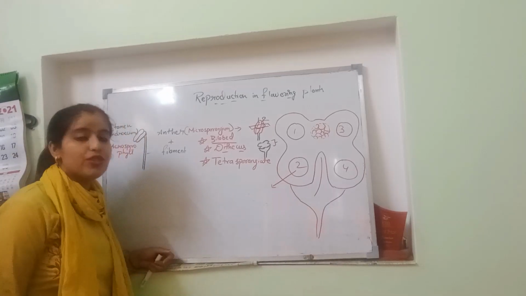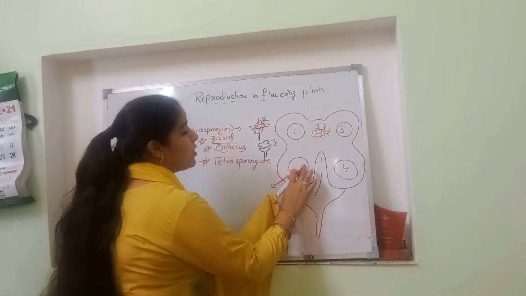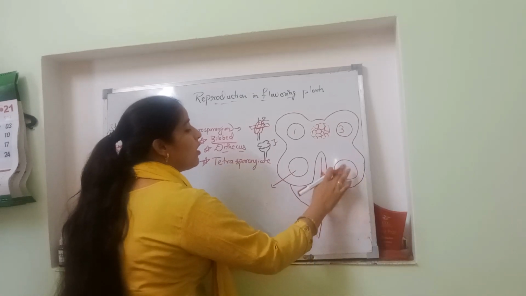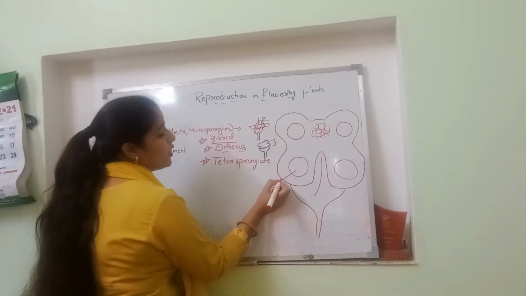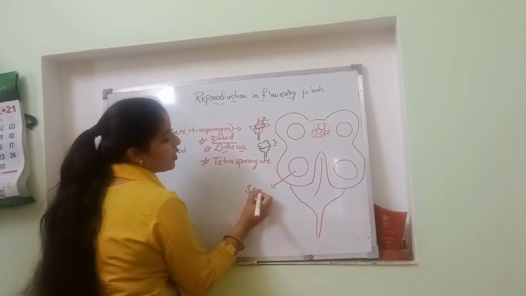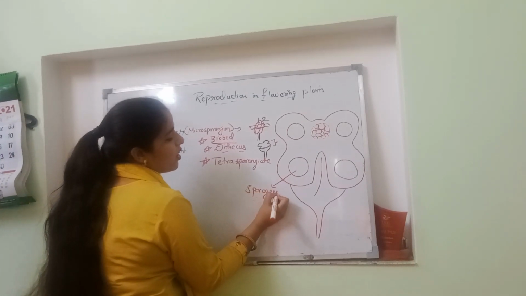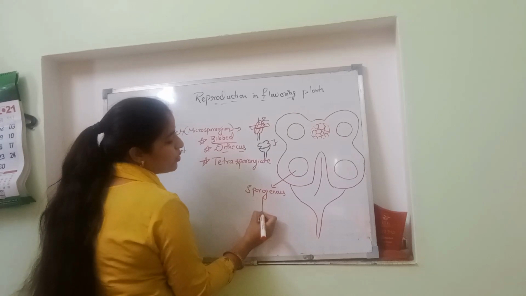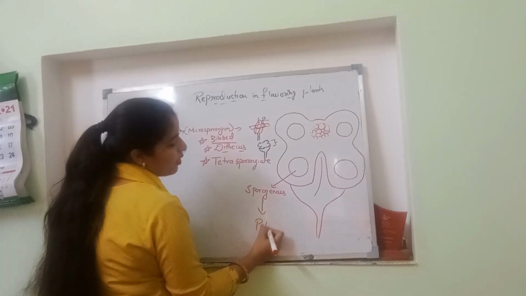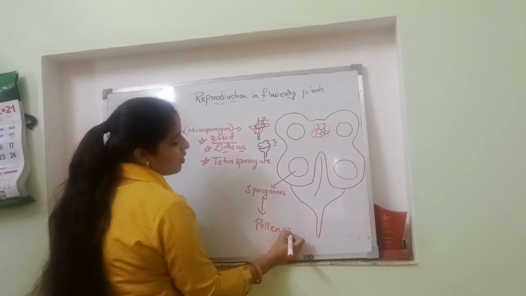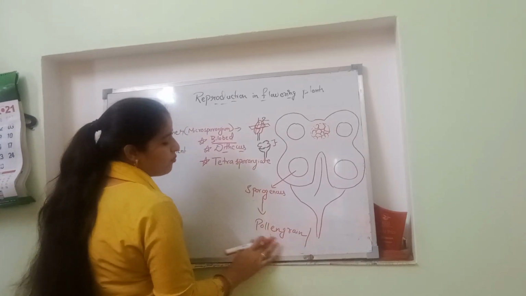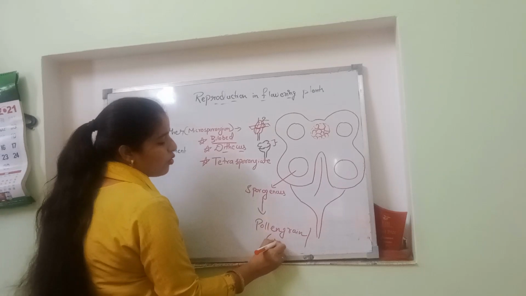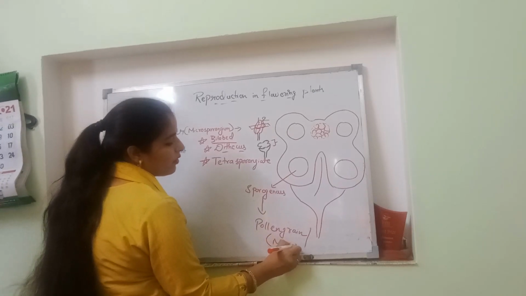These are sporogenous tissues. Now these sporogenous tissues, we are having 4 such layers. These sporogenous tissues are going to produce pollen grain or microspores. Pollen grain को हम microspores भी कहते हैं.